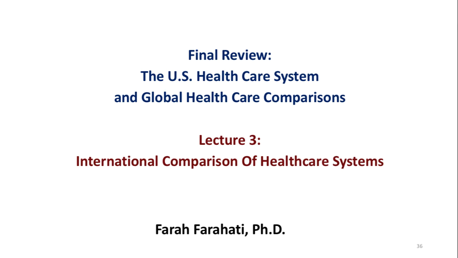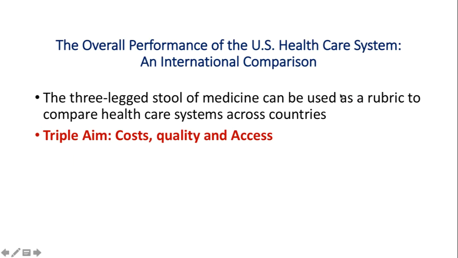Final review, lecture 3, international comparisons of healthcare systems. In the previous lecture, you learned about the performance of United States healthcare providers, such as pharmaceutical companies, hospitals, physicians, and healthcare insurance companies. But to compare the overall performance of the United States healthcare system, we have to make international comparisons, and the three-leg stool of medicine can also be used as a rubric to compare healthcare systems across countries.